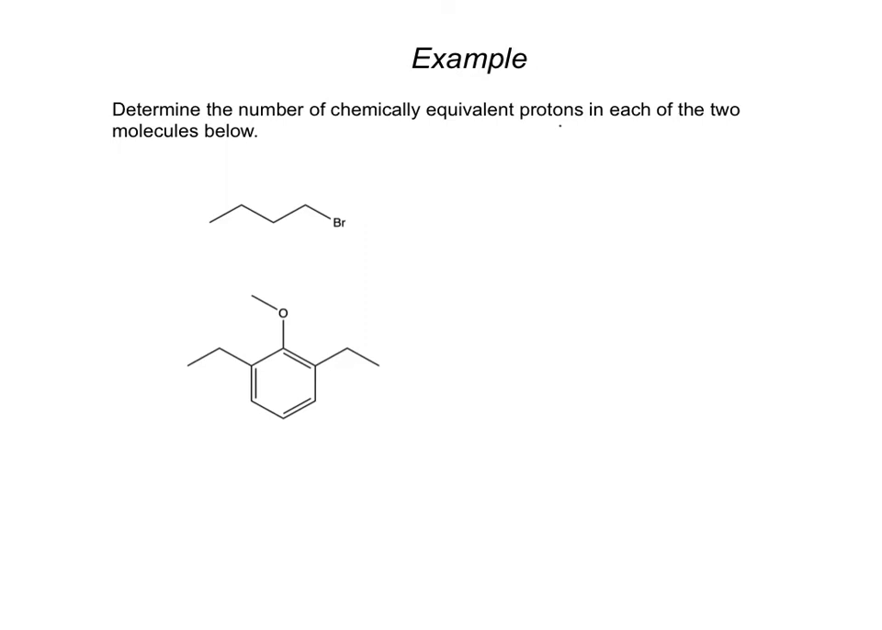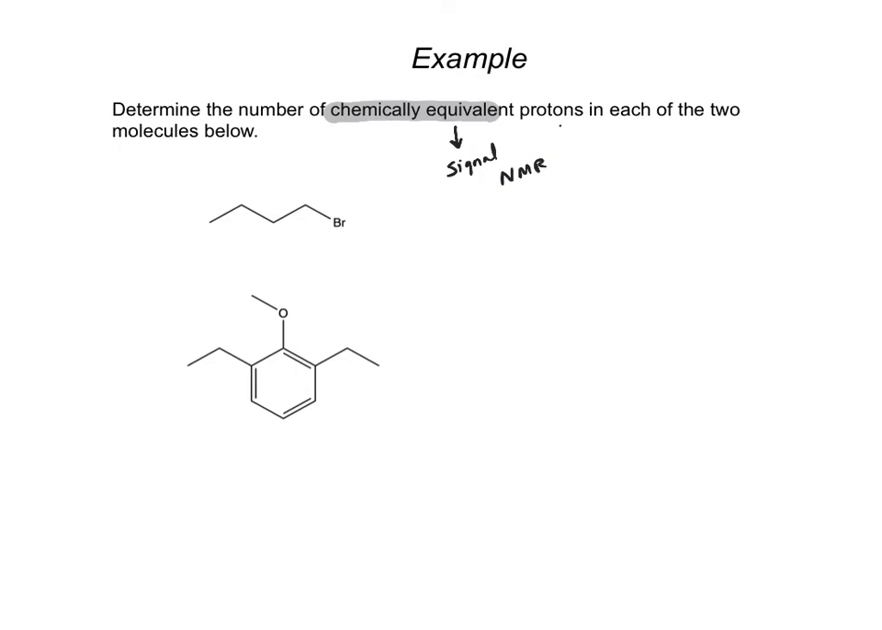Okay, so we didn't do this example in class, but I did include it in the PowerPoint, so I wanted to go ahead and go through it. In this type of problem, we're looking for the number of chemically equivalent protons in each of these following molecules. Each set of chemically equivalent protons is going to give a separate signal in our spectrum, so depending on however many sets we have, that essentially determines how many signals we're going to find in the NMR spectrum.